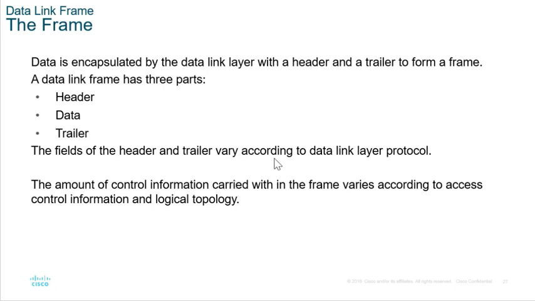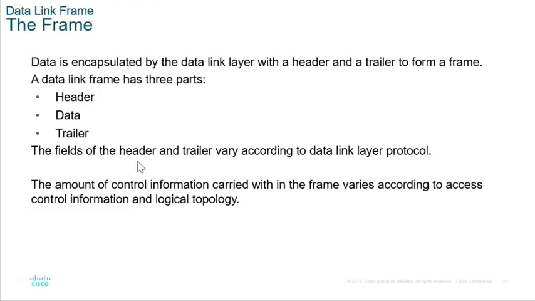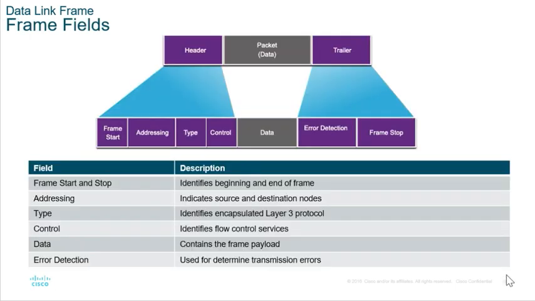So bergantung kepada teknologi apa yang digunakan dekat data link layer, macam contoh saya bagi tadi. Ni kita ada Ethernet, wireless LAN, wireless personal area network dan sebagainya. So the fields in the header and trailer will vary. Okay, so bergantung kepada teknologi itu. This is the general format of the frame lah. So kita ada header, the data yang datang daripada upper layers ataupun kita panggil packet, dan juga trailer.